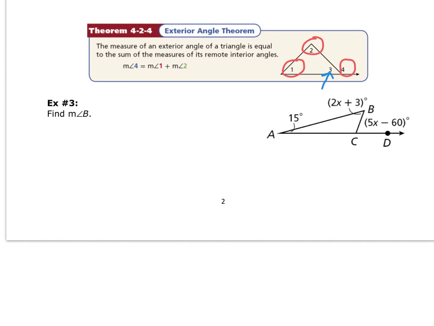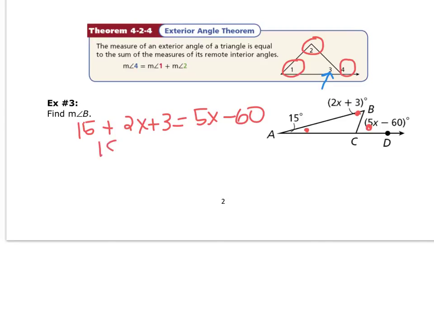So let's look at this first example here. It says find the measure of angle B. So angle B is right here, and notice I have variables on all of them. So this exterior angle theorem says that if I were to take these two remote interior angles and add them together, it will equal this exterior angle. So that's what I'm going to have to do. I'm going to take the 15 plus 2x plus 3 and set that equal to 5x minus 60. And now I can just work through it and solve it.